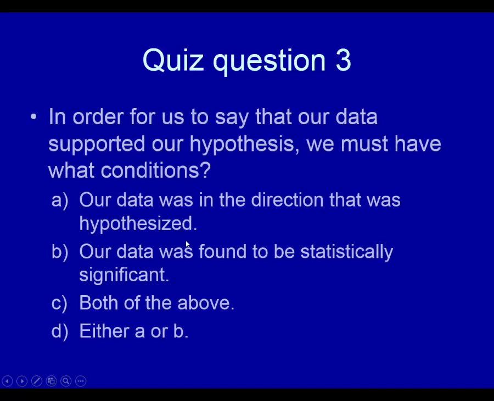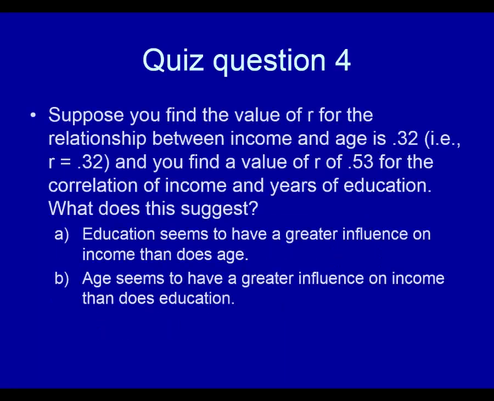Here's question 3. Hit the pause button, then come back. We must have C, both of the above. Both of the above must be present. Question 4. Hit the pause button and come back. In this situation, it seems that because the relationship between education and income is higher, R of 0.53, it means that education seems to have a higher influence on income than does age. So the answer is A there.